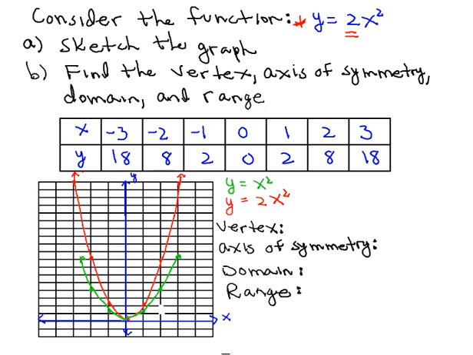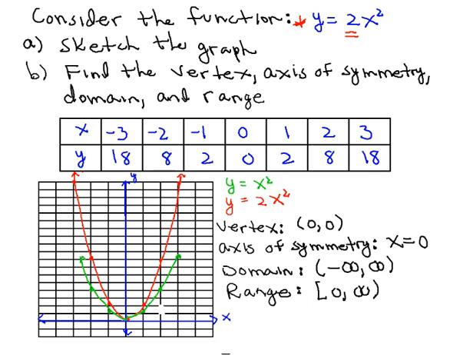So now we can determine the vertex, and I think you'll agree that the vertex will still be (0, 0). The axis of symmetry is the y-axis, which is x equals 0. Domain will be all reals. And the range will then be from 0 to infinity, because we can see that all the y values in the graph will be larger than 0, which is the y-coordinate of the vertex.